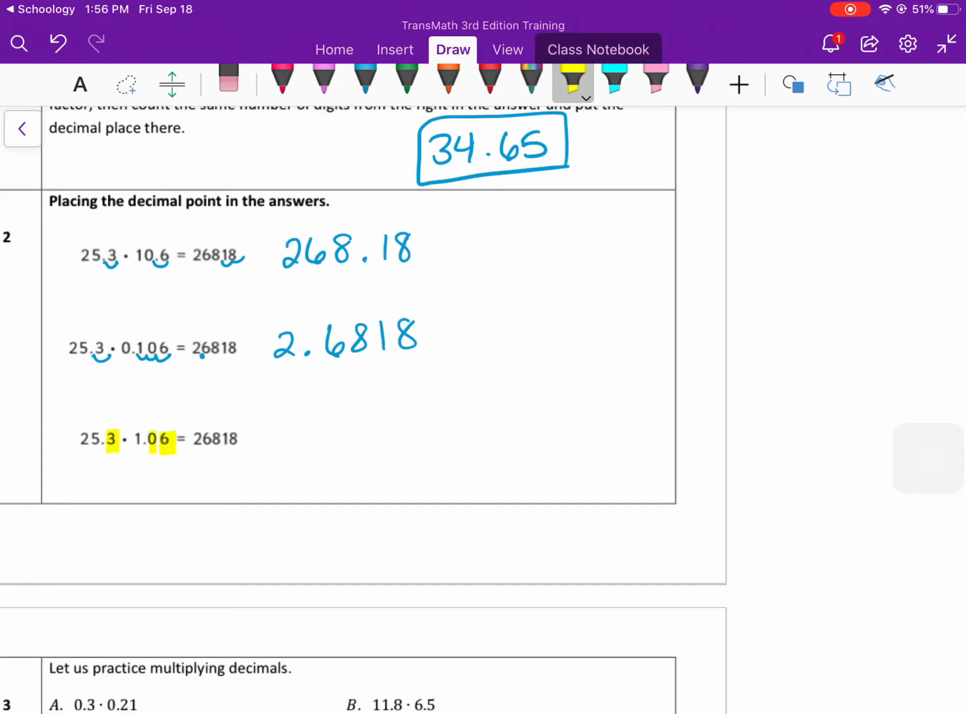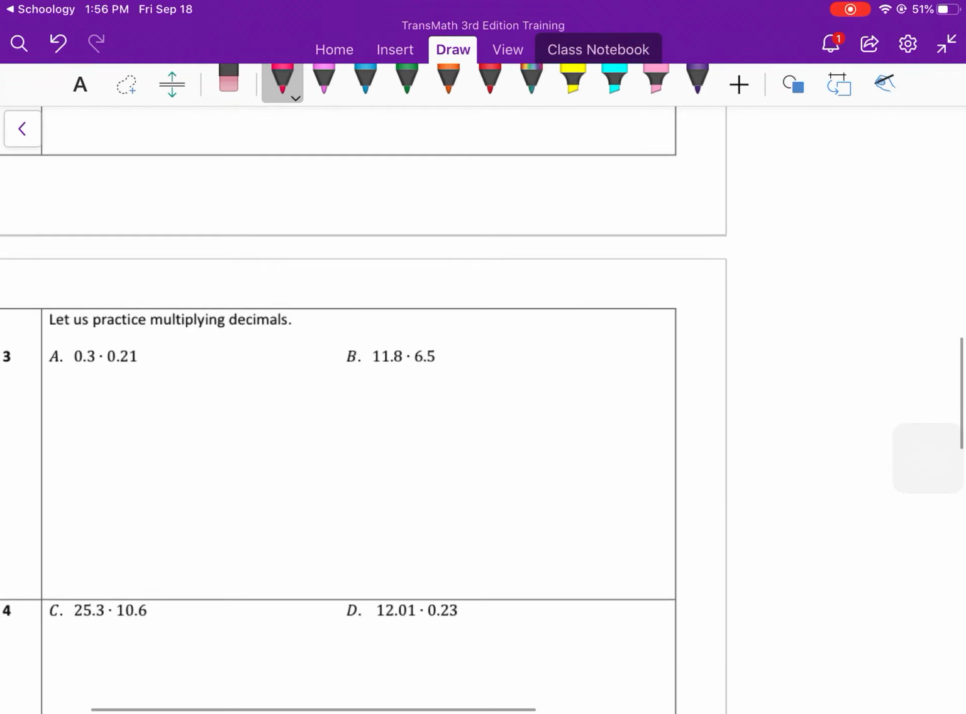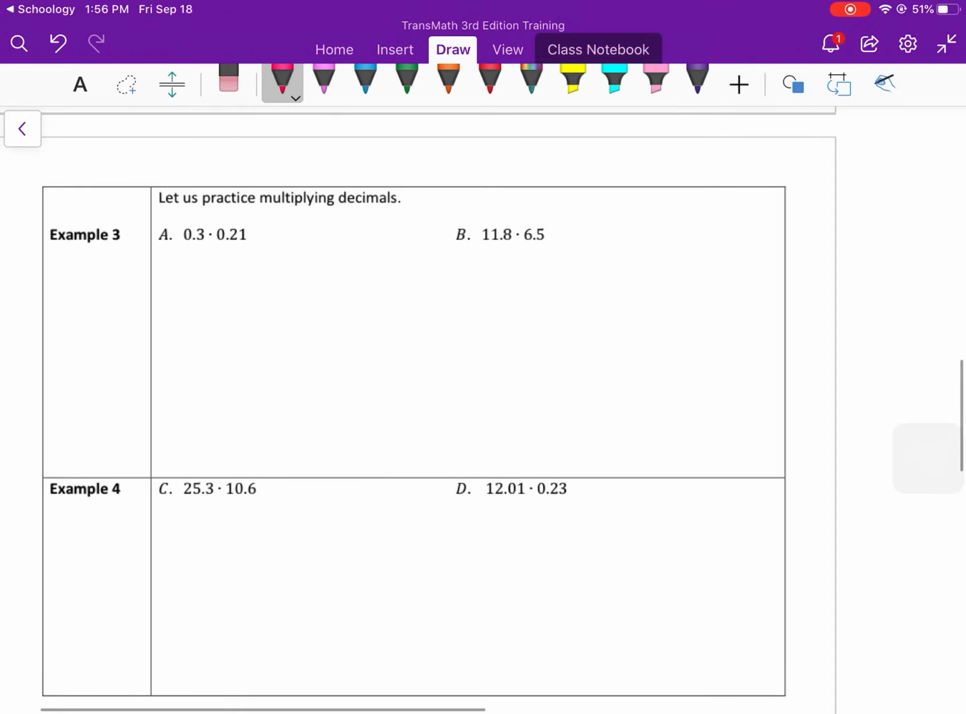Here we have 1, 2, 3 numbers behind the decimal. So we'd have to have 3 behind the decimal in the product, in the answer. So 26.818. And that would be read as 26,818 thousandths.